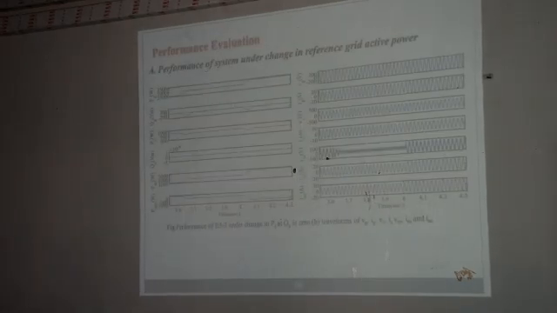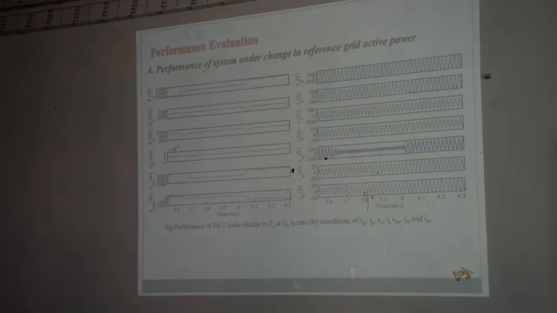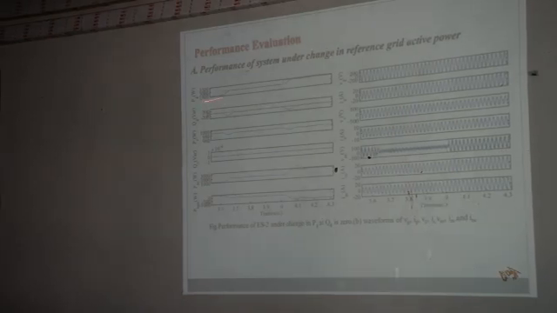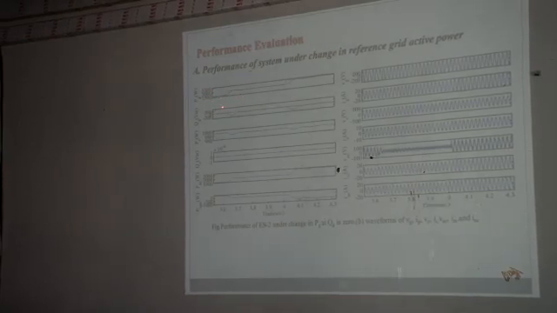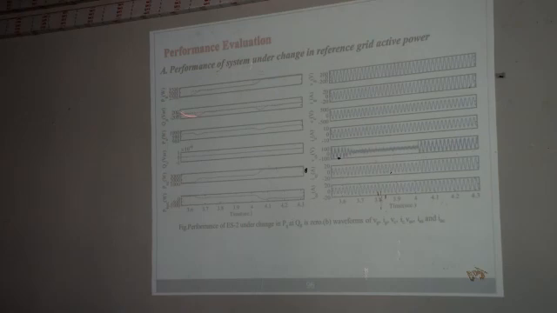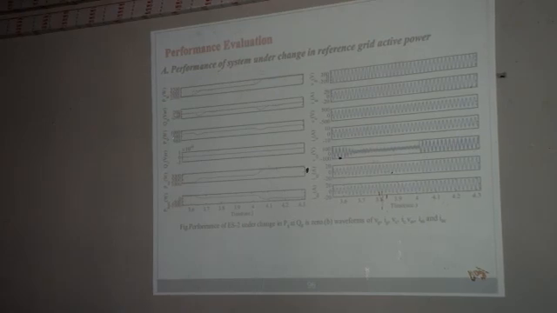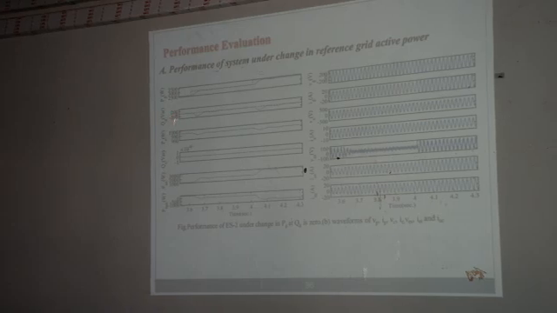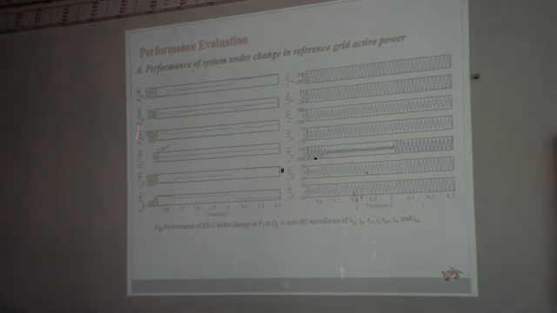So these are the results under change in reference grid active power demand. In the first results, you are changing the load demand according to your pricing mode. When you are not comfortable consuming more power, you take your reference to a low value. This is the active power demand from your source, and this is the critical load power.